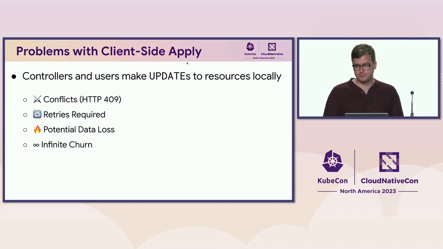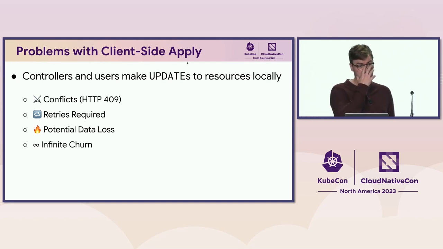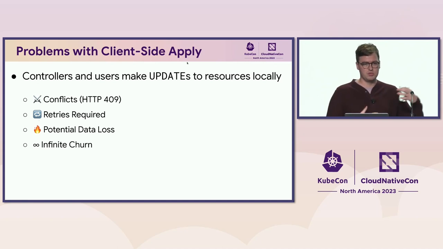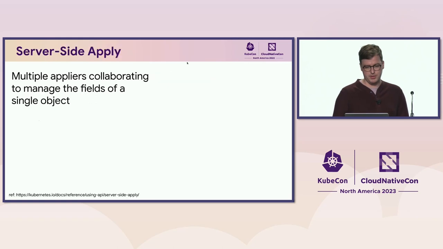And a lot of issues that I see, or we've encountered, is you get infinite churn, where you have controllers fighting each other. One's trying to update one thing, the other one's trying to update the other. There's loss, so they see something's not there, they keep going forever, and then you'll see your observed generation spike up quite a bit. So server-side apply, I'm gonna steal the definition from the docs. It's actually pretty useful.